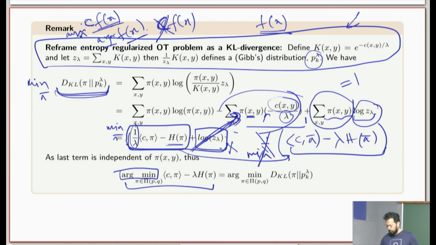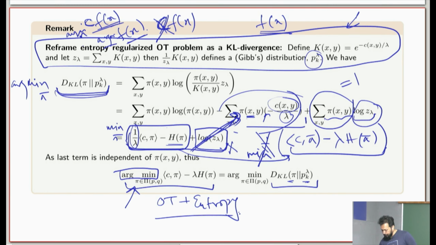With the same argument you could throw out log z, because it has nothing to do with the pi. The optimal pi for which the optimum will be achieved, log z was like a constant. So if you look at the arg min, which is written here, the arg min of the KL divergence of pi with the artificial distribution that we created is indeed the entropy regularized OT. So that's what we get back, with this definition of P.